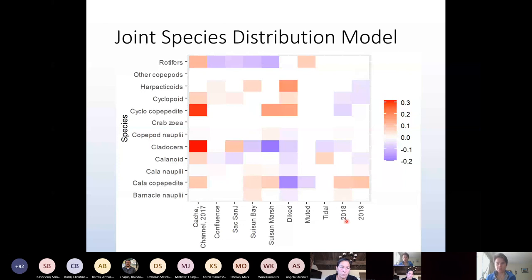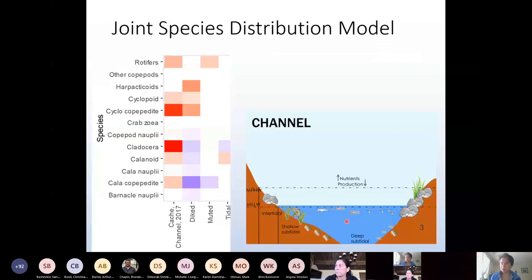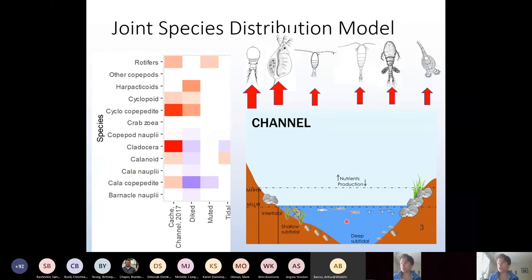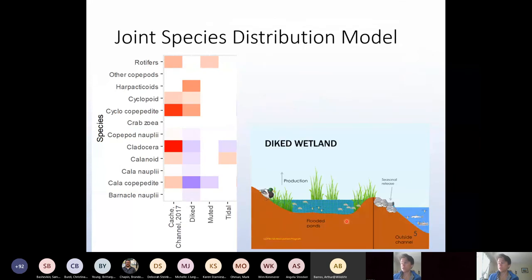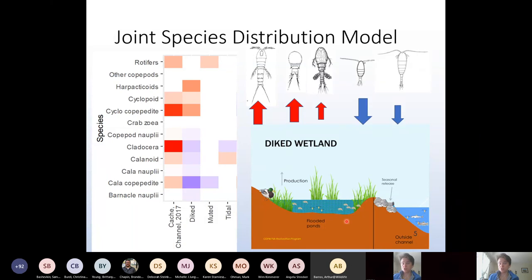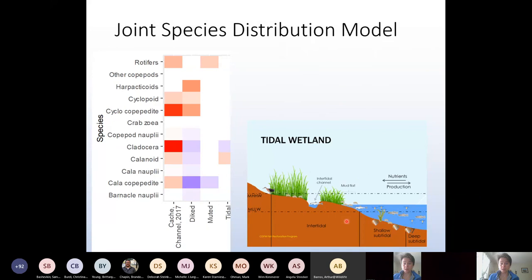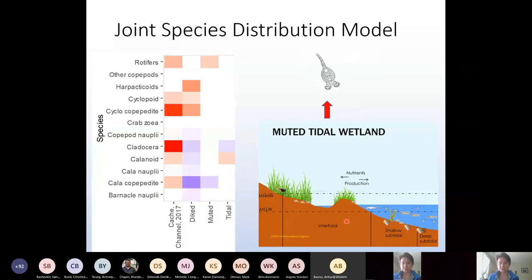So we saw that even though this isn't a huge amount of the variation, so it's not telling us a lot, there are slightly more juvenile cyclopoid copepods and Clausocalanus in the channel habitat, and a few more other copepods and rotifers. Diked wetlands had more harpacticoids and juvenile cyclopoids, and a few more adult cyclopoids, fewer calanoid copepods. Tidal wetlands had a few more calanoid copepods, a few less cladocerans, not very strong though. And then muted tidal wetlands, again, not very strong, but a few more rotifers and a few less juvenile calanoid copepods.